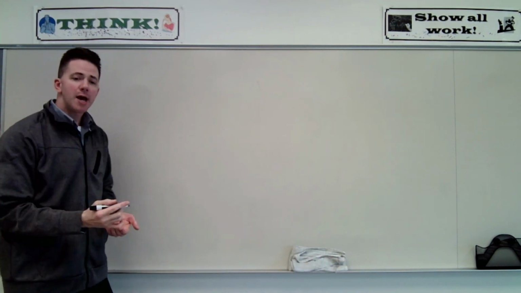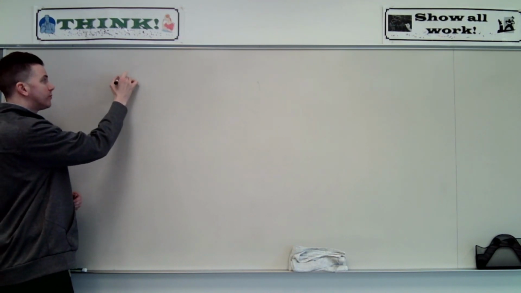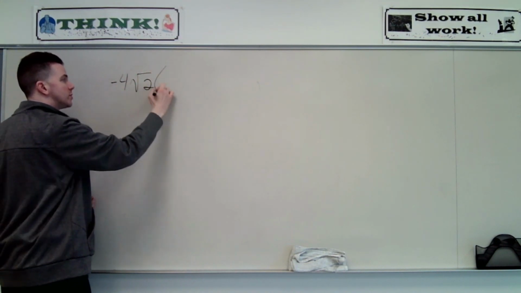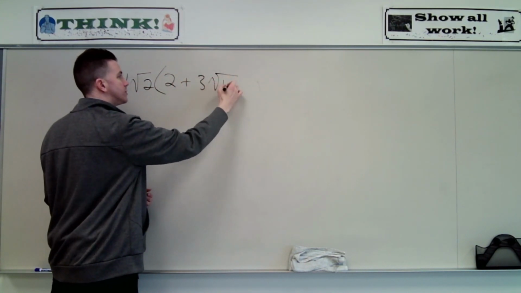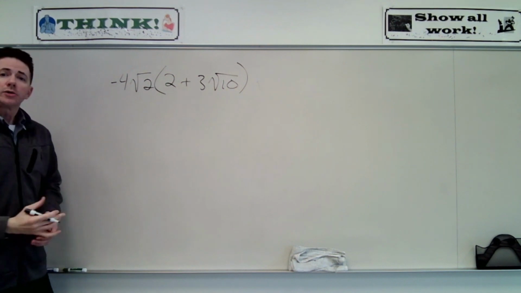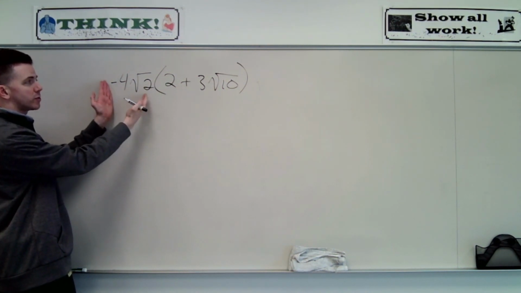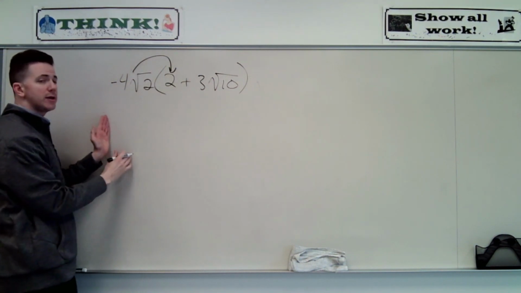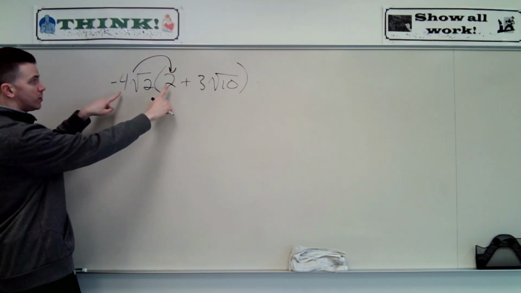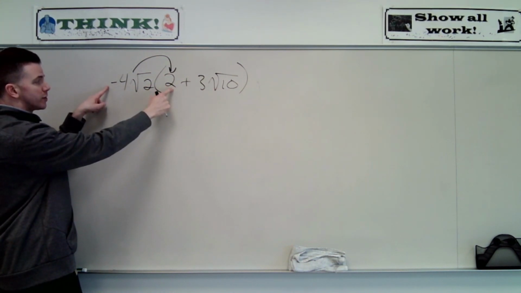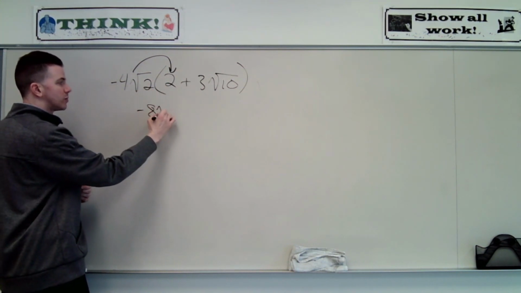Okay, for the next example, let's look at something a little more complicated. Let's look at the negative 4 square roots of 2 times the quantity 2 plus 3 square roots of 10. So we're going to follow the same procedure: we're going to distribute the entire negative 4 square roots of 2 into the first term. Again, you know from previous videos, we can only multiply the outside numbers with outside numbers. So negative 4 times 2, of course, is negative 8, and the square root of 2.